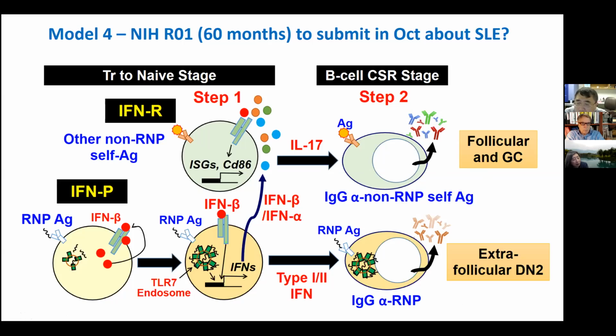So we could submit a new R01. We already have an R01, so we could make minimal modification and just submit it. We can do that, and meanwhile work on this model and maybe even submit another R01 in the future. So we potentially can submit an R01 about lupus.